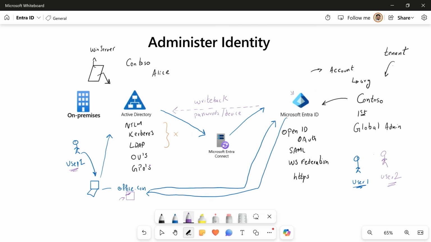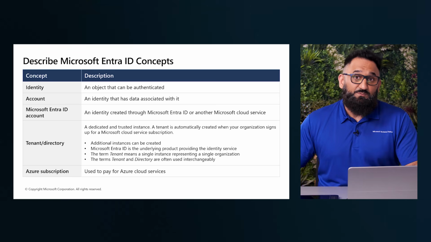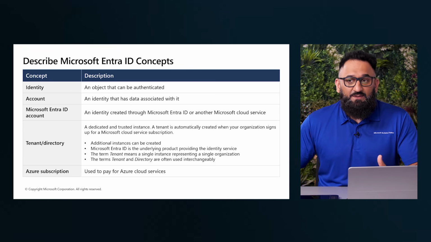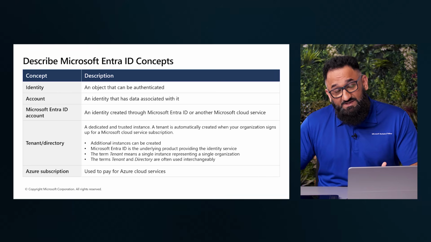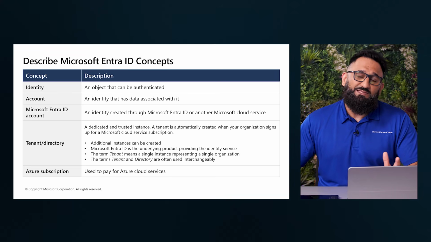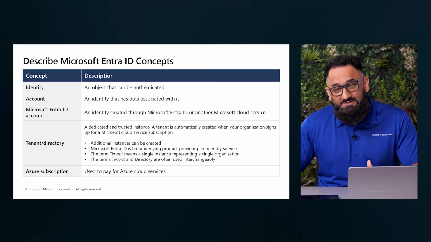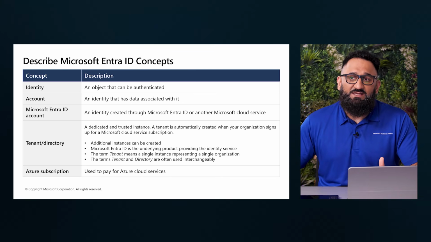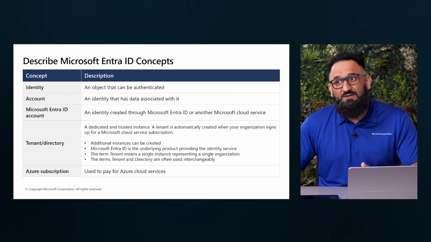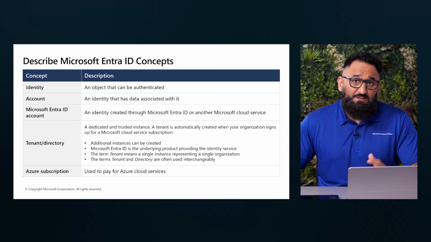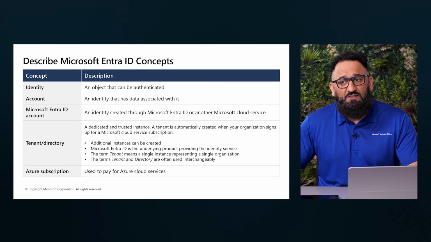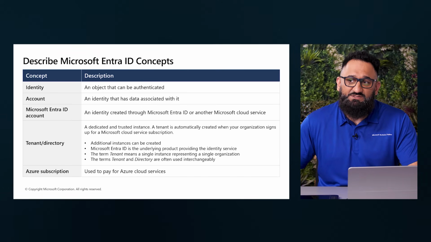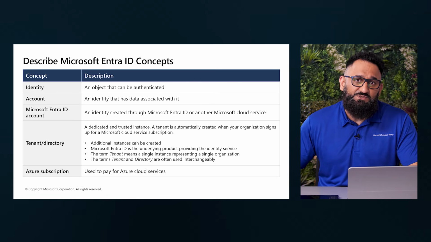Now, let's switch onto some details on the slides very quickly. Just to cover these concepts in a bit more detail, an identity is an object that can authenticate. An account is simply data that's associated to that identity. And a Microsoft Entra account is an account that's created within Microsoft Entra ID or other Microsoft Cloud services. As we mentioned earlier, a tenant is nothing more than simply representing an organization into the cloud environment and bringing in the details of the organization as we did for Contoso.